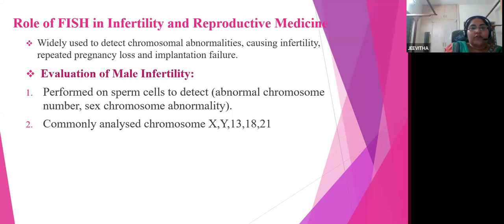Now, role of FISH in infertility and reproductive medicine. It's used widely to detect chromosomal abnormalities which cause infertility, repeated pregnancy loss and implantation failure. An evaluation of male fertility is performed on sperm cells to detect abnormal chromosome number or sex chromosome abnormality, as you said, for the Y chromosome. And it's commonly used to analyze chromosome abnormalities in X, Y, 13, 18, and 21.